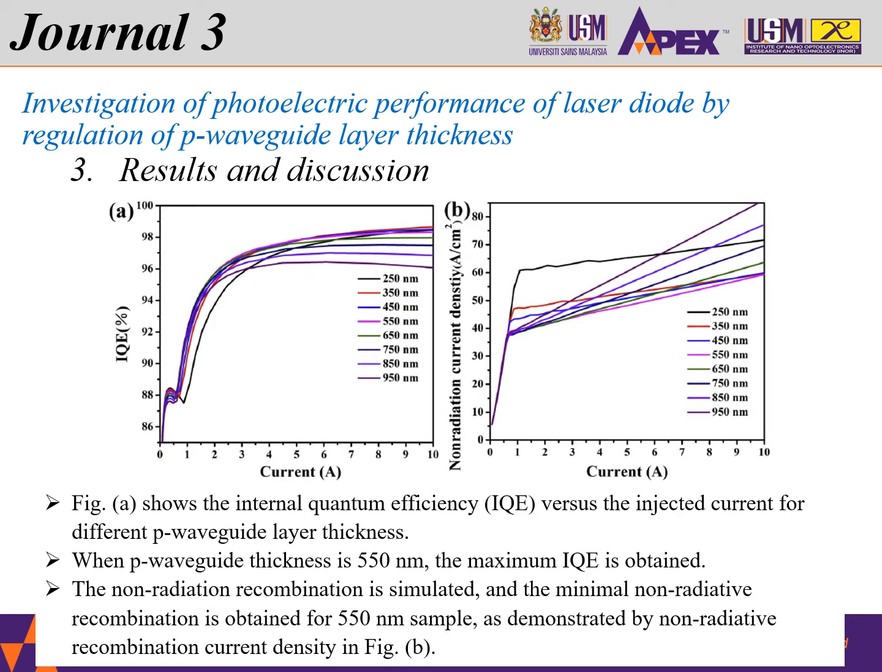So this is regarding the interaction of internal quantum efficiency and the non-radiative current density with the different layer thickness. As you can see, figure A here shows the highest internal quantum efficiency is actually at 550 nanometers. Maybe it's not that clear, but it is highest. And the non-radiative recombination is inversely proportional, so the lowest non-radiative recombination will have the highest IQE, internal quantum efficiency. Yes, it will be 550 nanometer.